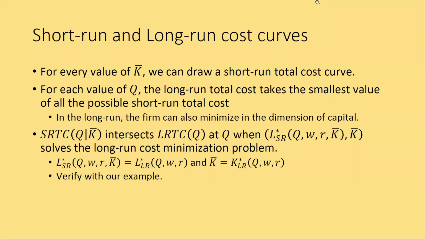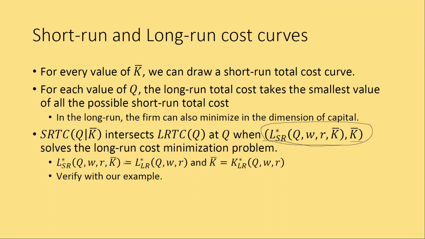We have our optimal input combination in the short run. That is our L star and k bar here. So our L star depends on Q, W, R, and k bar, and we have the corresponding k bar. So the short run total cost intersects the long run total cost when this point happens to be also solving our long run cost minimization problem.